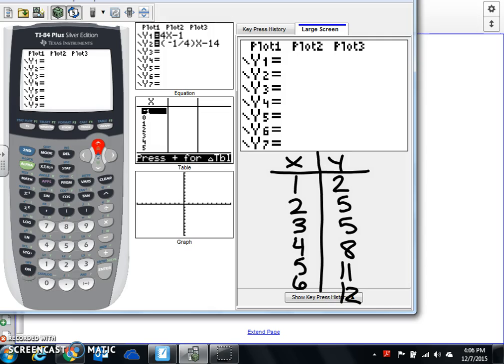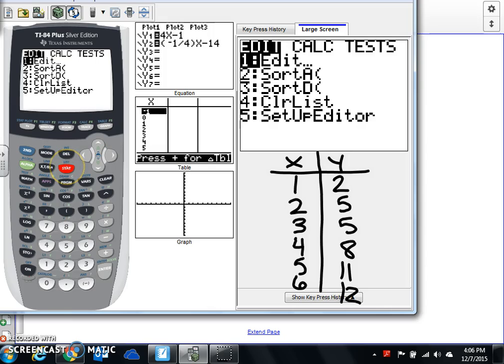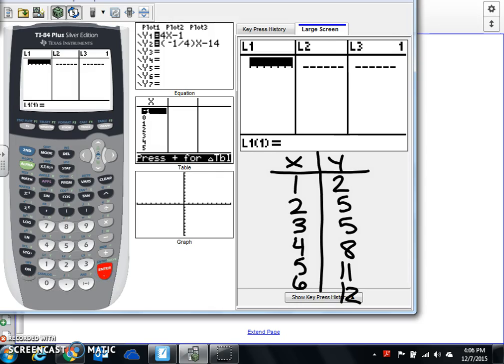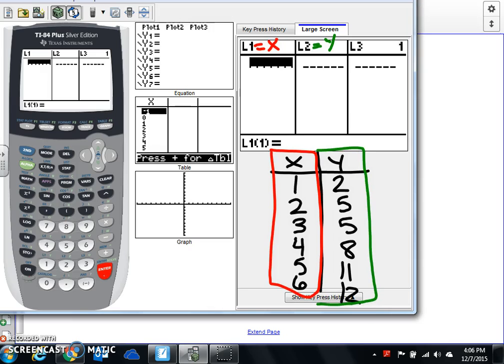This is what you're going to do. First of all, we're in scatter plots and linear regression, so we need to go to our stat button. We are going to edit our list. Now, L1 is always equal to our X values. L2 is going to be equal to our Y values. So here are my X values, and here are my Y values.